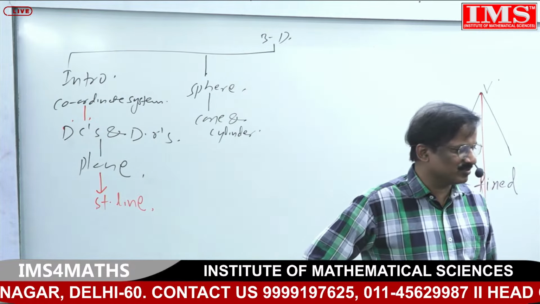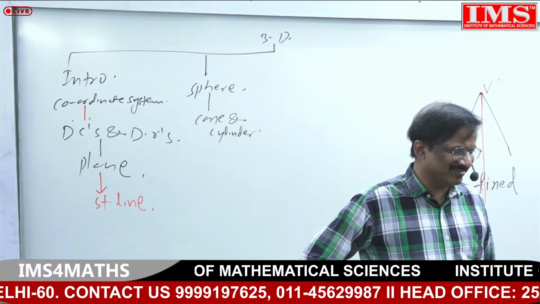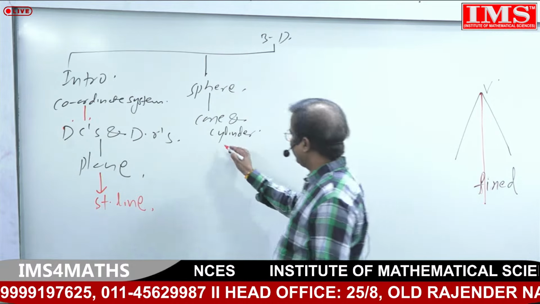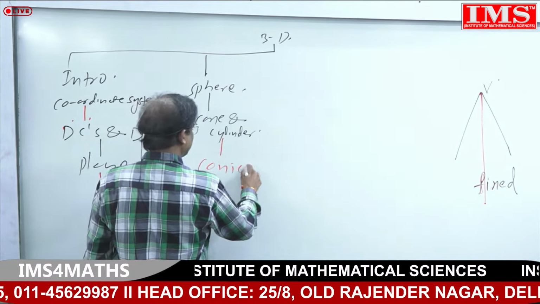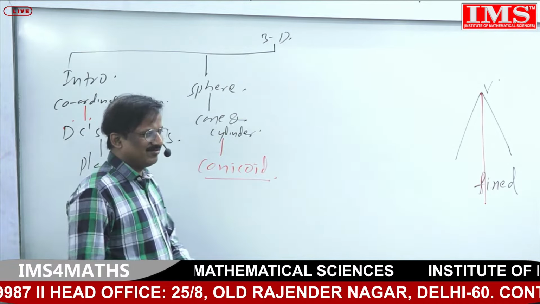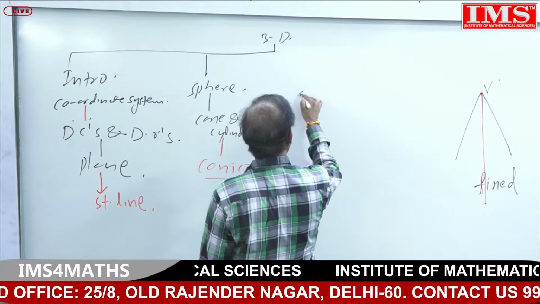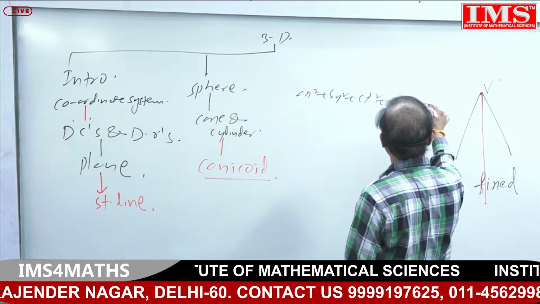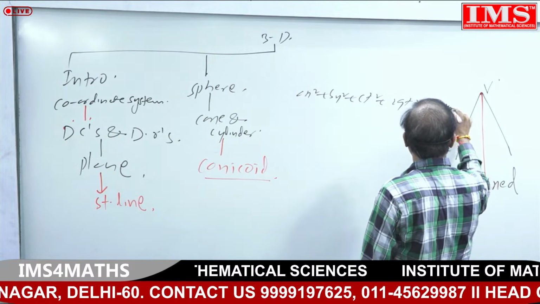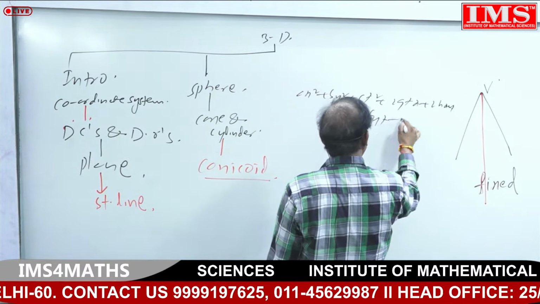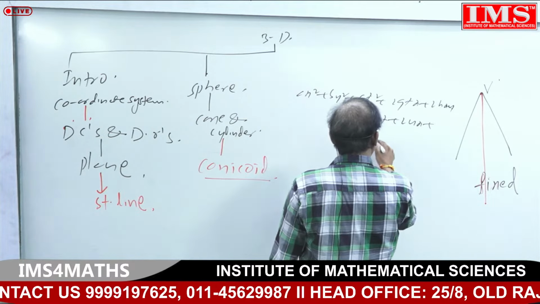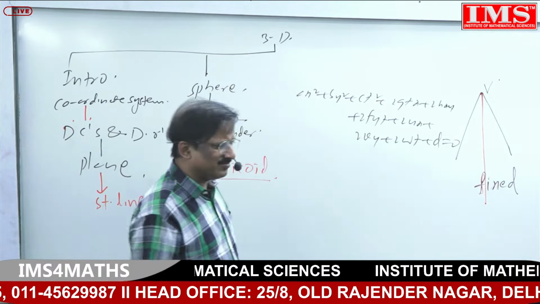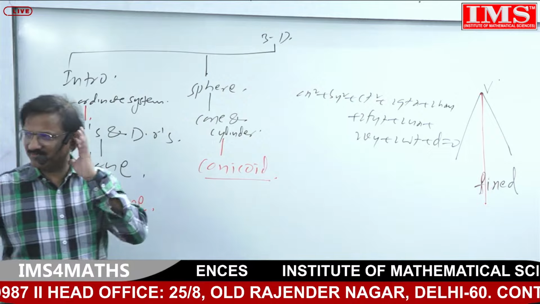Regarding this conicoid, let me write one equation and leave it, right? I just write one equation: ax square plus by square plus cz square plus 2gzx plus 2hxy plus 2fyz plus 2ux plus 2vy plus 2wz plus d equal to 0. Have you seen this equation anywhere? Yeah, we have seen this equation.